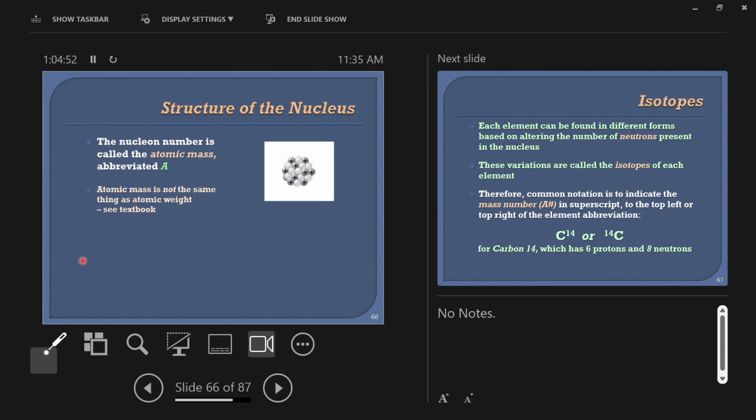And again, atomic mass with this funny little capital A. Okay, atomic mass is not the same thing as atomic weight, but don't worry about that. Atomic mass is telling us, again, how many total particles are in the nucleus. And if you want to know how many neutrons that makes, you just subtract the atomic number from it. And it'll tell you how many neutrons are in there.